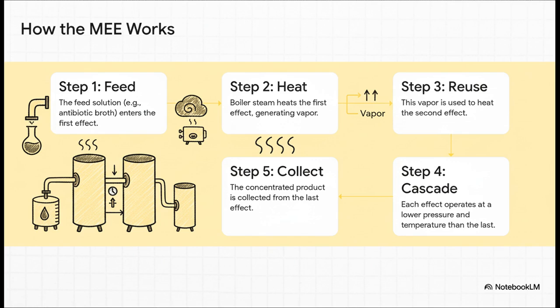Your feed solution goes into the first effect. Fresh boiler steam heats it up, and that creates vapor. That vapor then gets piped over to heat the second effect. Now here's the really clever part. Because the vacuum pump has lowered the pressure in that second effect, the recycled vapor is still hot enough to make the liquid boil again, but this time at an even lower temperature. This whole cascade just keeps going down the line, with each effect running at a slightly lower pressure and temperature than the one before it, until finally a super concentrated product comes out at the very end.